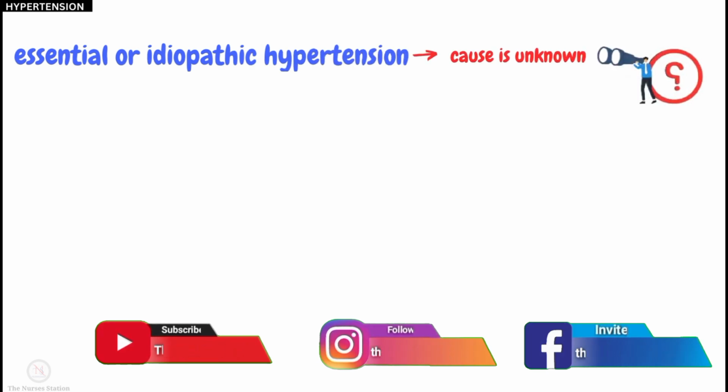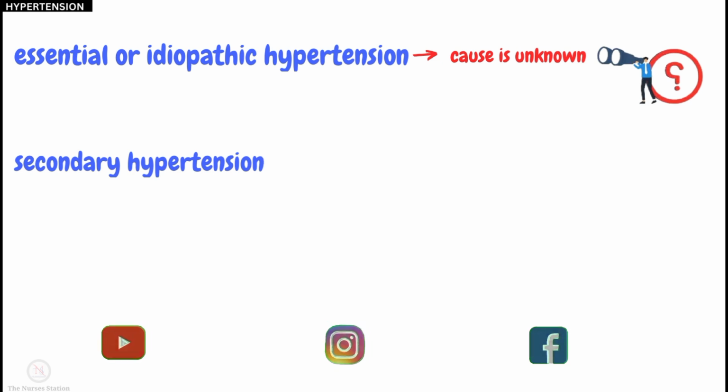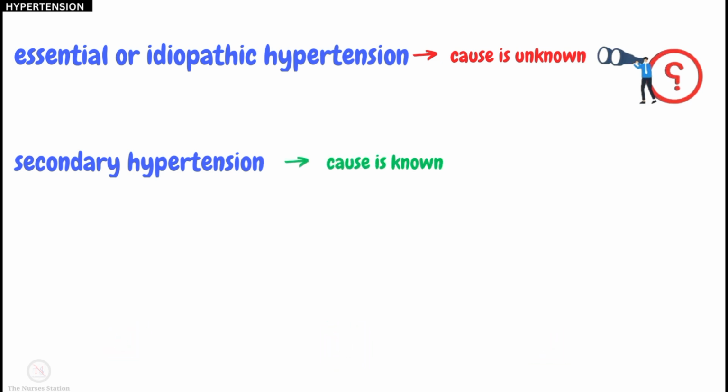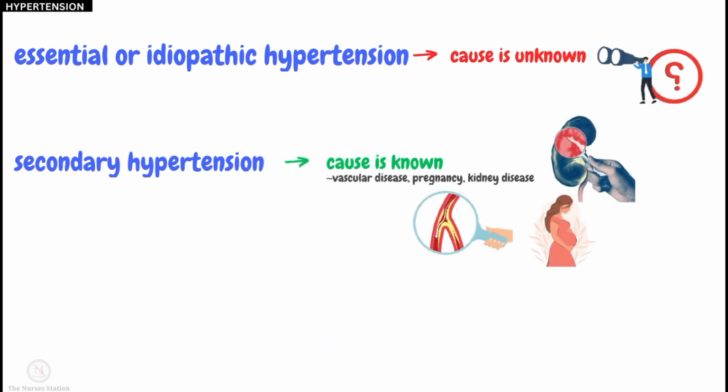Hypertension can be of different types, like essential or idiopathic hypertension, in which the cause is unknown. Secondary hypertension, in this the cause is known, like vascular disease, pregnancy, kidney disease, etc.